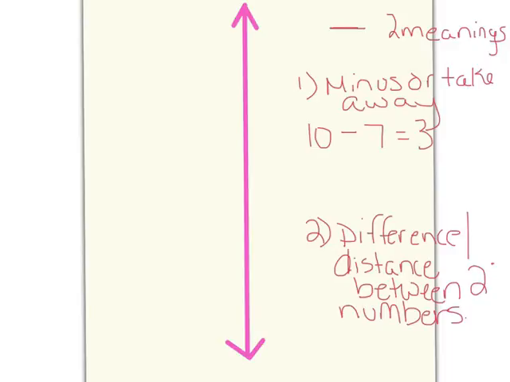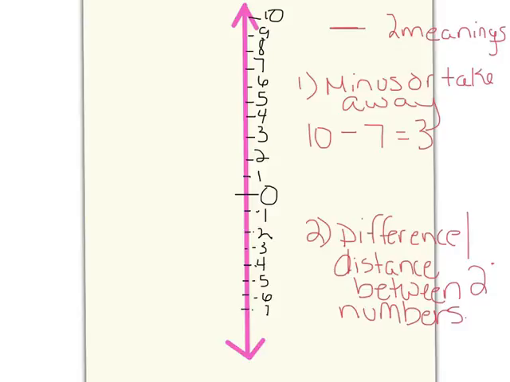Okay, let's start here with my 0. My 10 will be all the way up at the top. Then I have negative 1, negative 2, negative 3, negative 4, negative 5, negative 6, negative 7, negative 8, negative 9, and negative 10, all the way down here. So let's show this as the distance between 2 numbers.